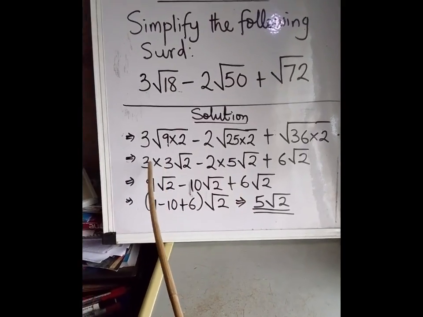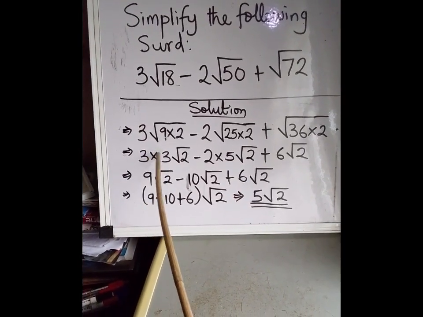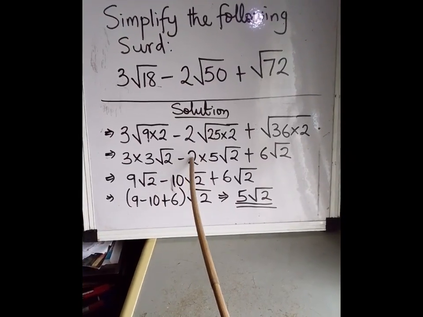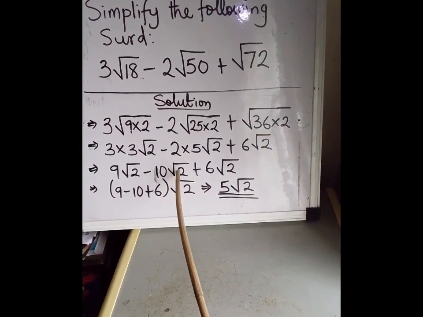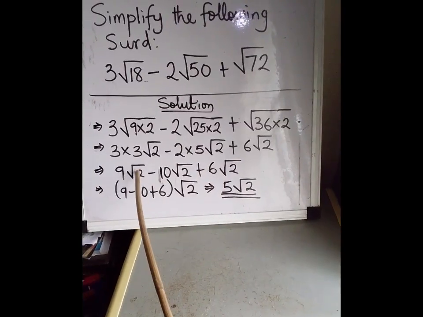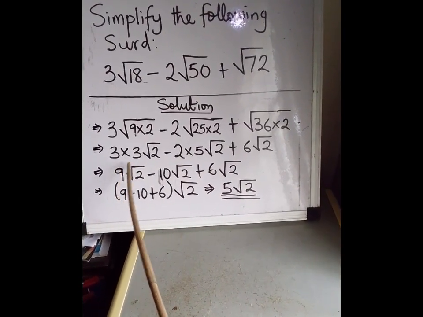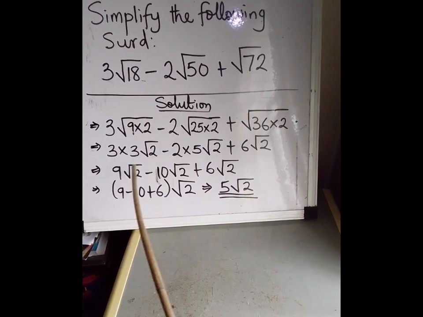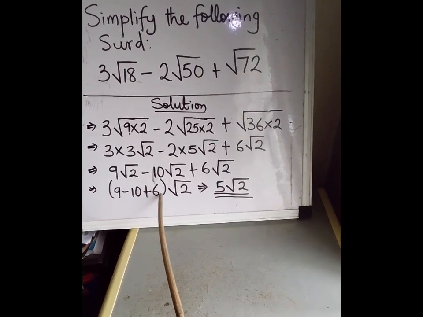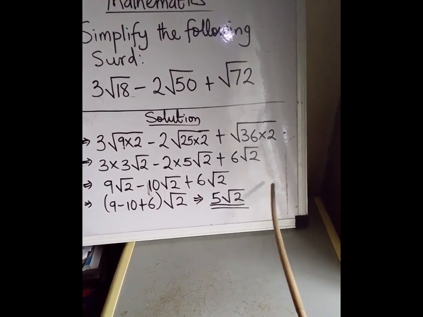Each of them. Now I'm going to multiply: 3 times 3 is 9, so 9 root 2. Minus 2 times 5 is 10, so 10 root 2, plus 6 root 2. Having got all of this, I'm going to add up the whole numbers: 9 minus 10 plus 6, all times root 2.